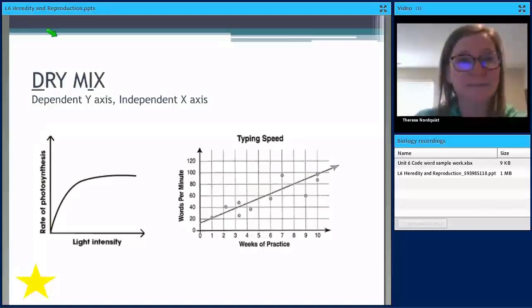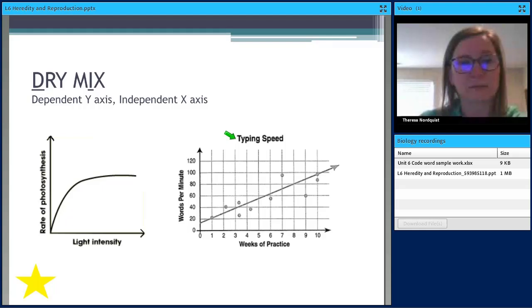And here's a couple graphs that we can look at. So, we've got light intensity on the x-axis, so they're changing the light intensity, and then they're measuring the rate of photosynthesis. So in this experiment, light intensity was the independent variable, and rate of photosynthesis is the dependent variable.